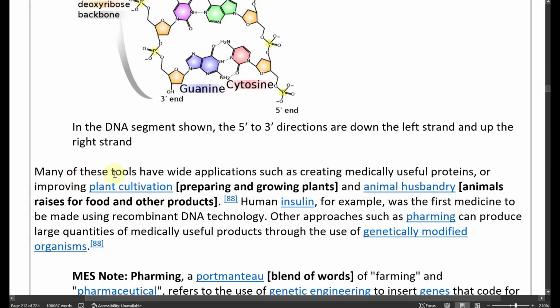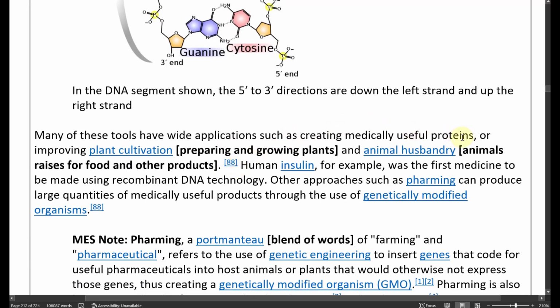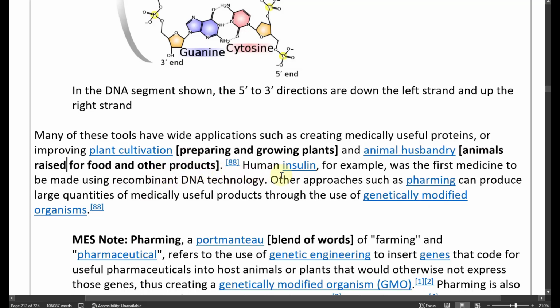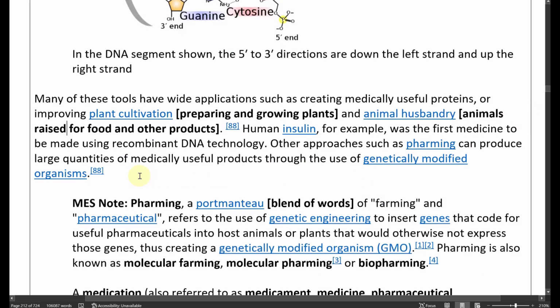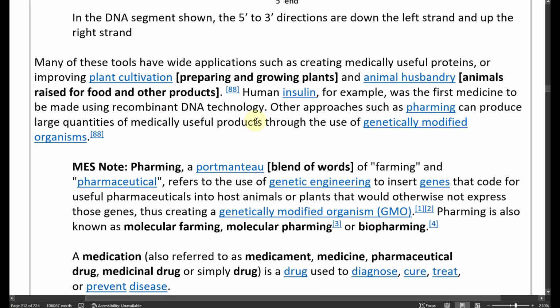Many of these tools have wide applications, such as creating medically useful proteins, or improving plant cultivation, which is basically preparing and growing plants, and animal husbandry, which is animals raised for food and other products. Human insulin, for example, was the first medicine to be made using recombinant DNA technology. So that's very interesting. Other approaches, such as farming, with a PH instead of an F, can produce large quantities of medically useful products through the use of genetically modified organisms.